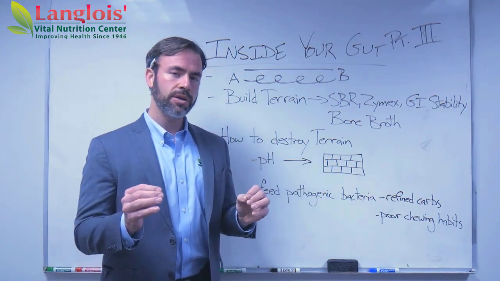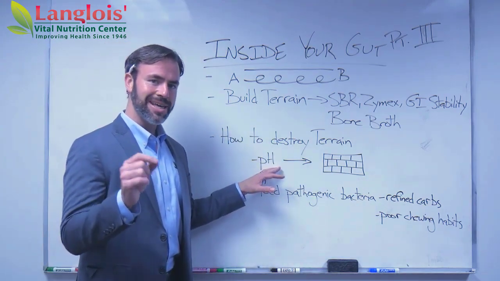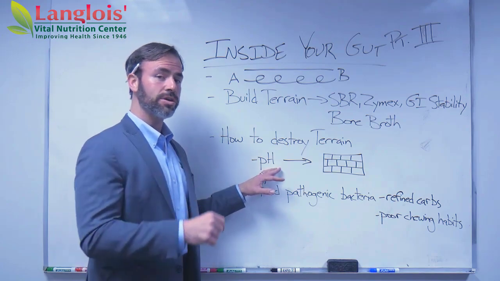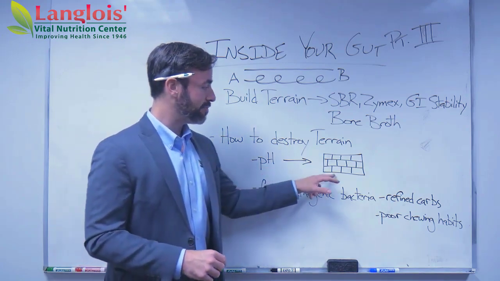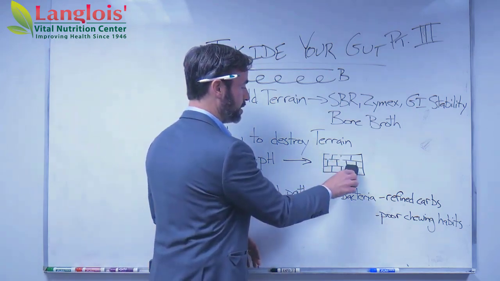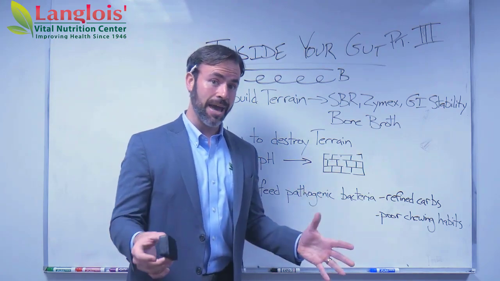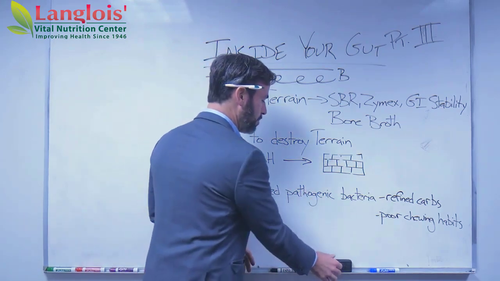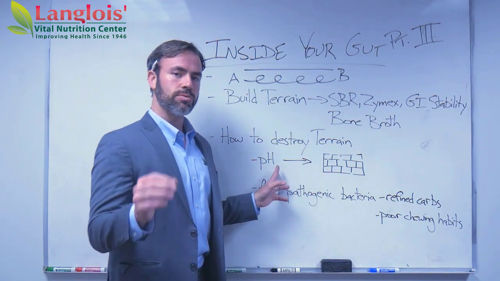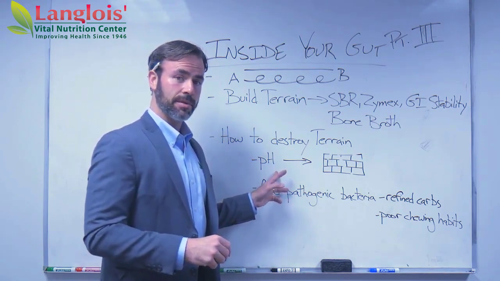The idea I want you to understand is if we change the pH away from what is ideal, that's like if you had a brick wall and you poured something corrosive on it. You'd start to break it down. Maybe not all of it, but you would certainly damage it. So we want to make sure that we're not disrupting the pH of our terrain.